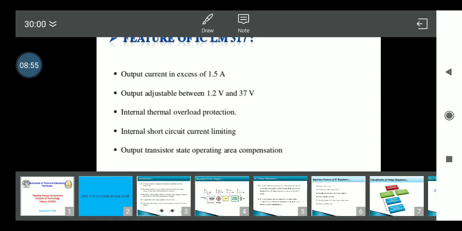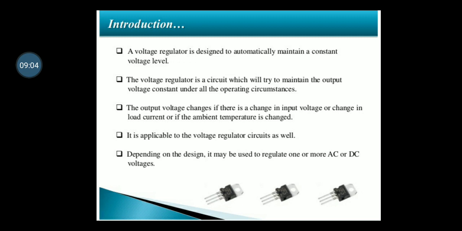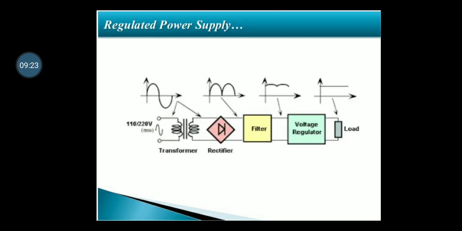Hence, we can have a recap. These are some of the voltage regulator functions. So what is a voltage regulator? A voltage regulator is designed to maintain a constant voltage level. It is applicable in many circuits. The function of the voltage regulator is to provide stable DC voltage for powering other electronic circuits. A voltage regulator is used to smoothen the input voltage before it is applied to the load.